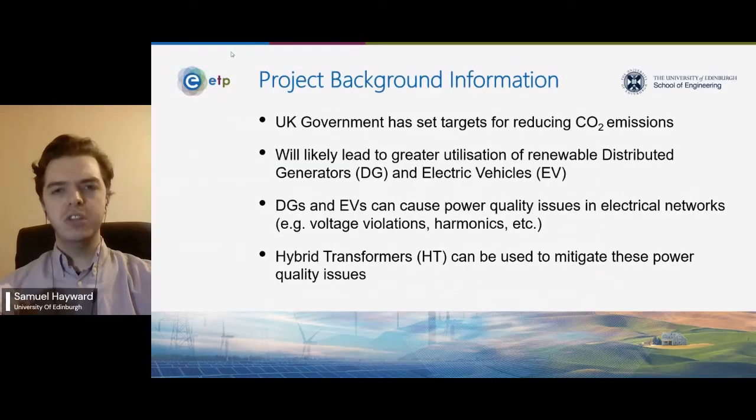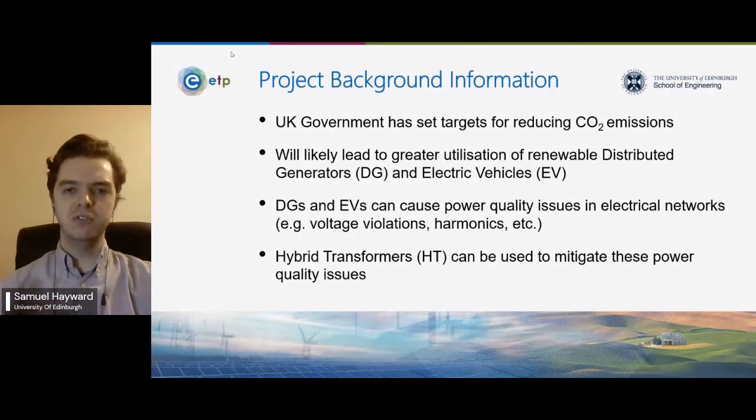However, distributed generators and electric vehicles can cause power quality issues within networks, such as voltage violations and harmonic distortions, which make networks less reliable. As such, there's an increase in technologies that can help mitigate these power quality issues to allow for greater implementation of distributed generators and electric vehicles.